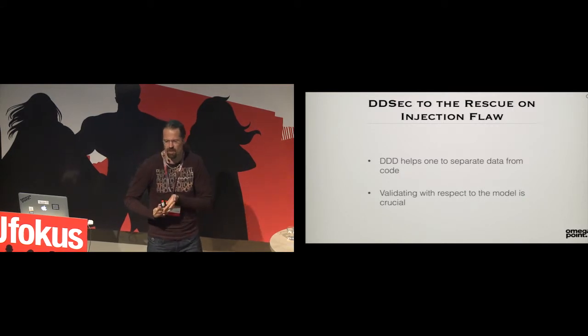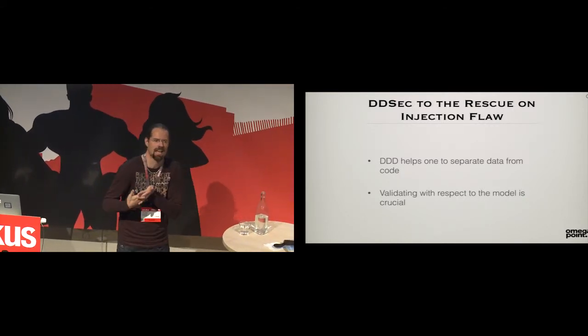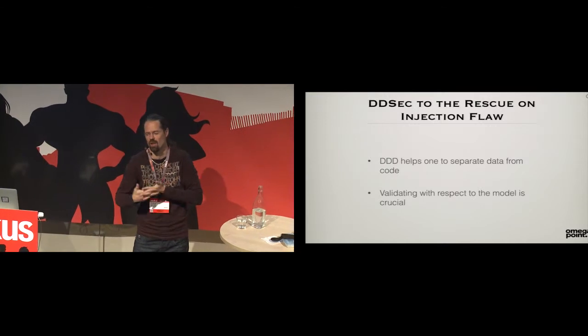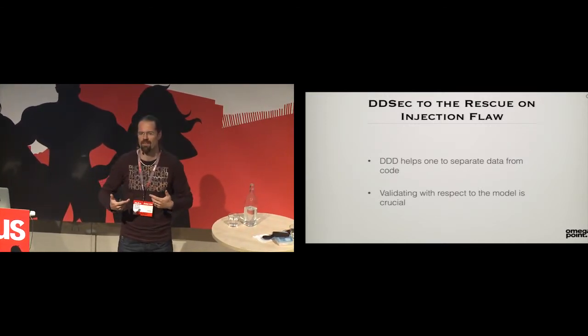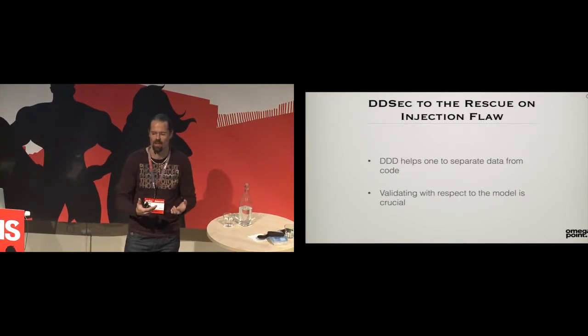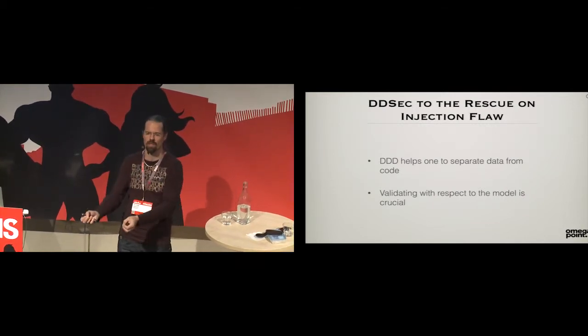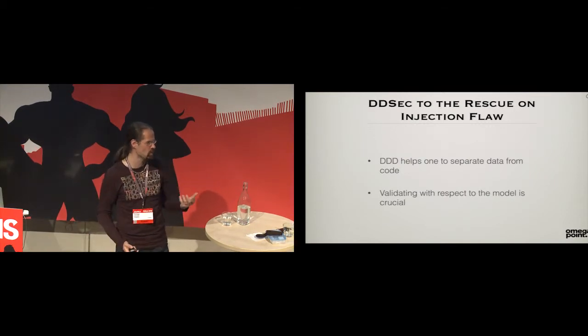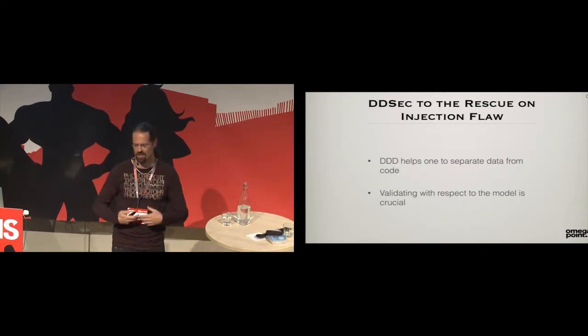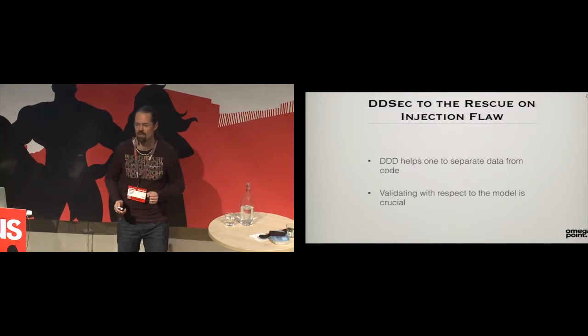Looking back on injection flaws, DDD helps us enforce this separation of data and code, and it does that by focusing on validating with respect to a model. We cannot just validate. We must validate with respect to a model which we can craft ourselves according to our needs. And that is kind of the crucial point here.